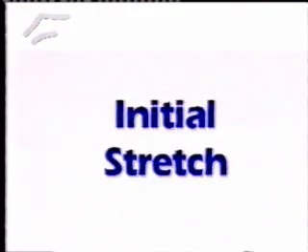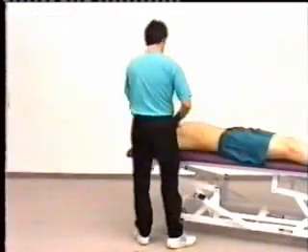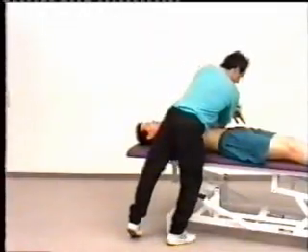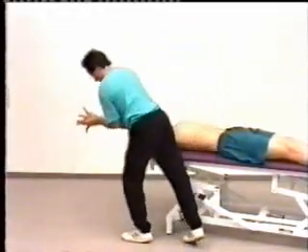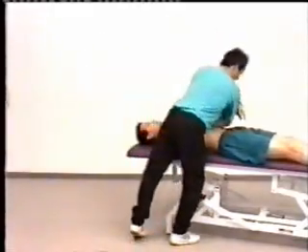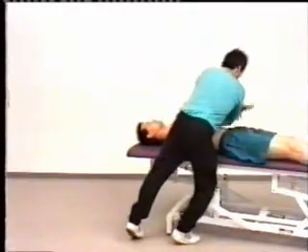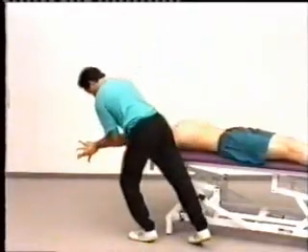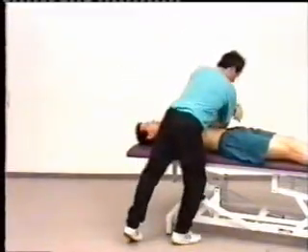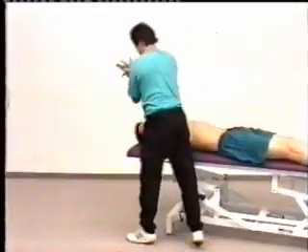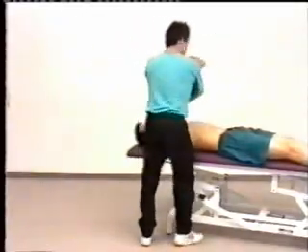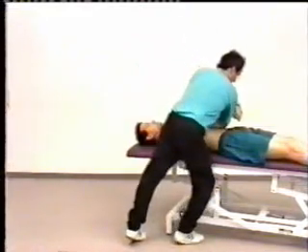Initial stretch. And wrist up and pull. The initial stretch is achieved by additional weight shifting onto the right leg. And wrist up and pull up. And pull up.